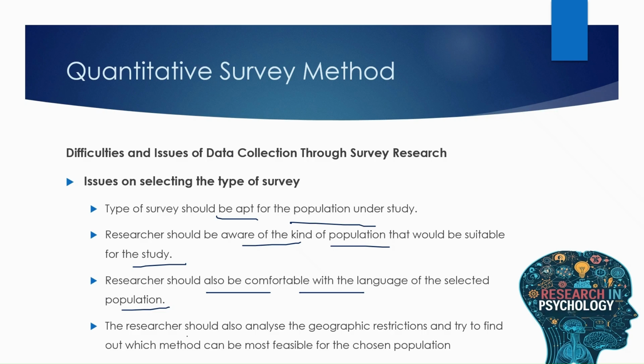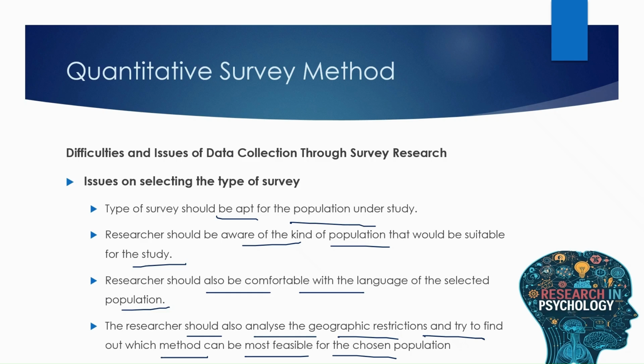Finally, the researcher should also analyze the geographic restrictions and try to find out which method can be most feasible for the chosen population, right? So if you are going to invite all the people and then perform the survey, you need to know if there is free movement for those people. For example, if you are in a state like Manipur, where the movement is not free for people currently, then the survey may not go through well if you are going to invite people from different areas to a common place, right? Or if you want to go door to door also, if free movement is not allowed, then that is going to be a difficulty for you, right?